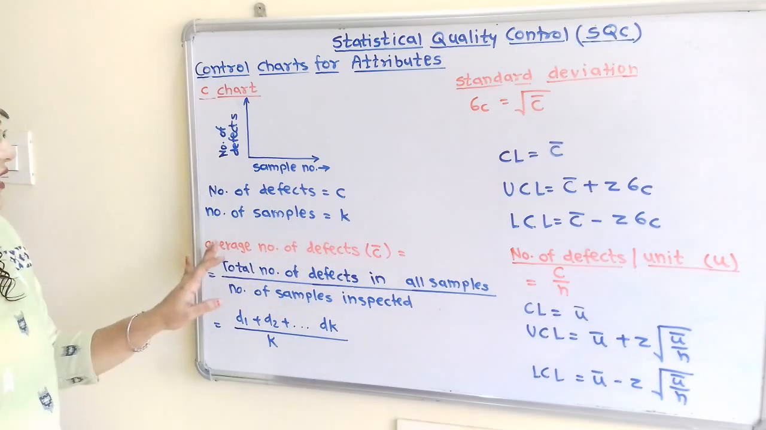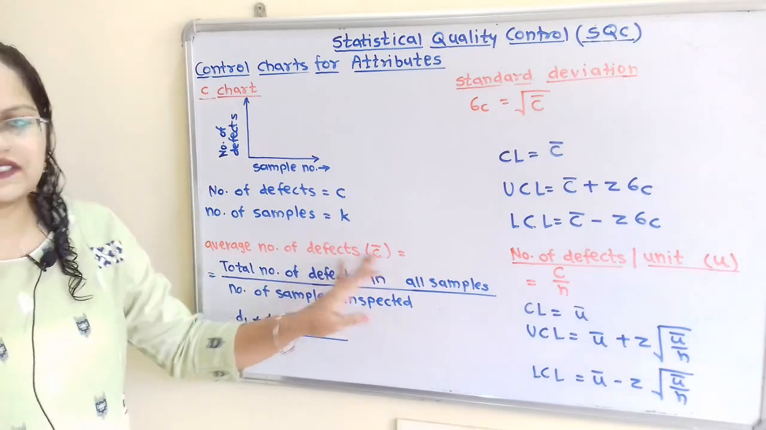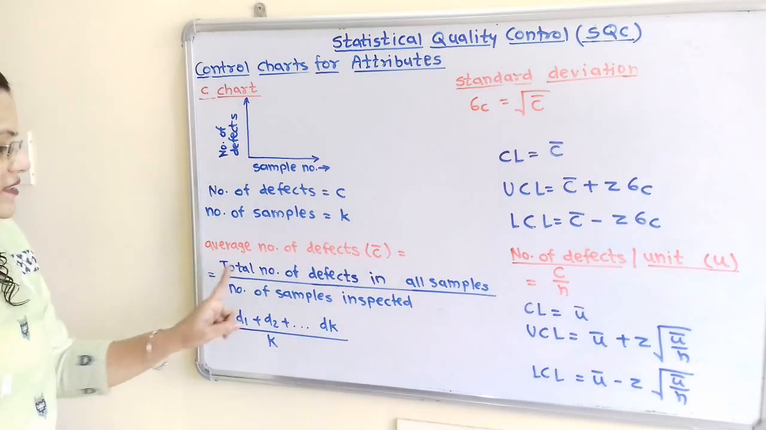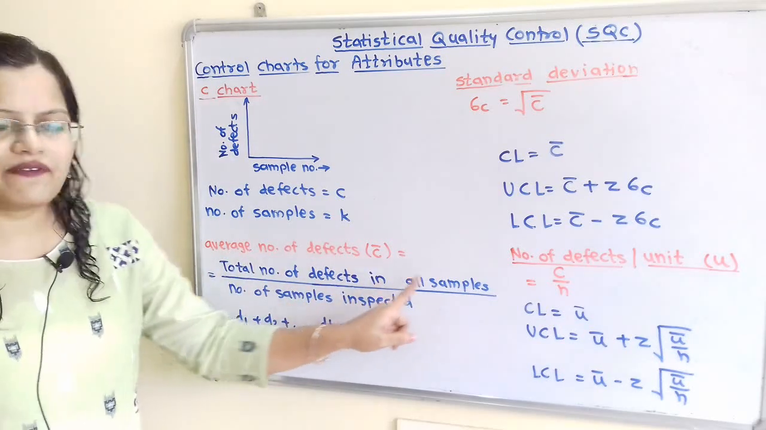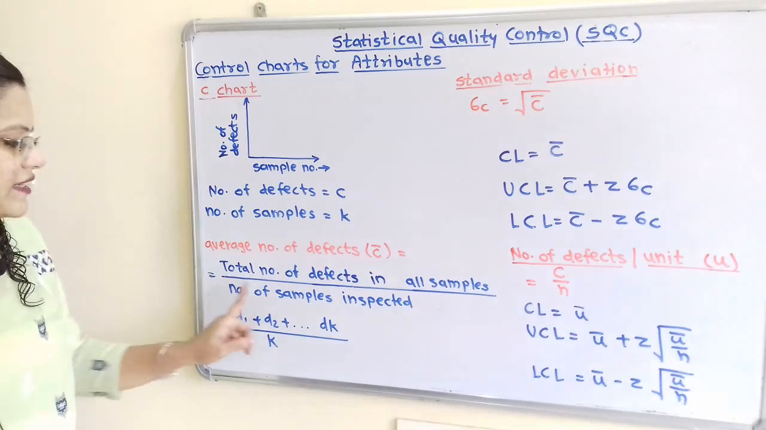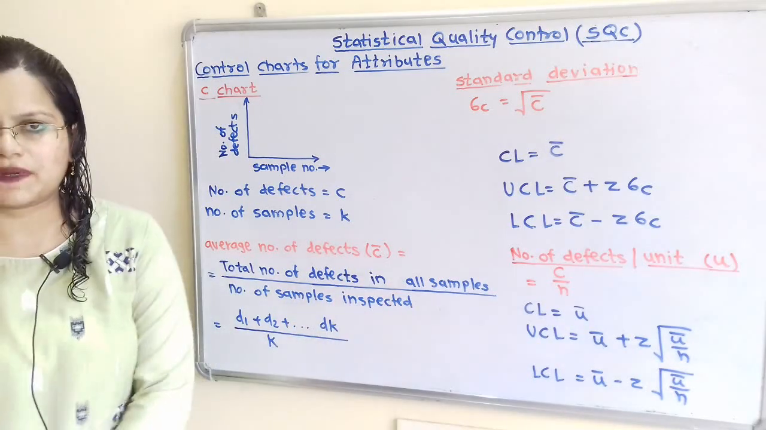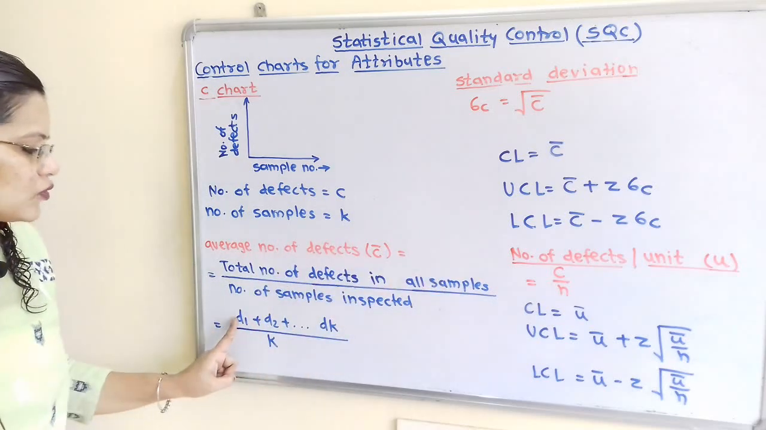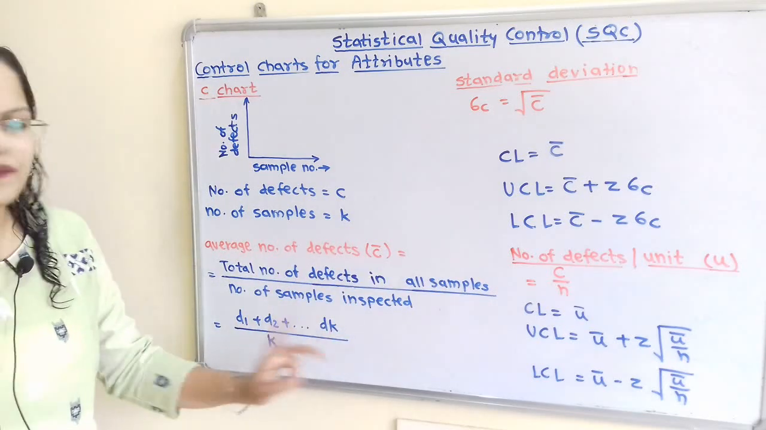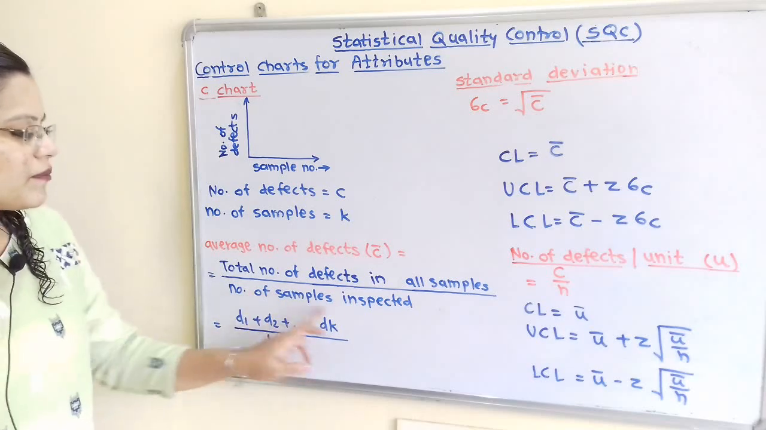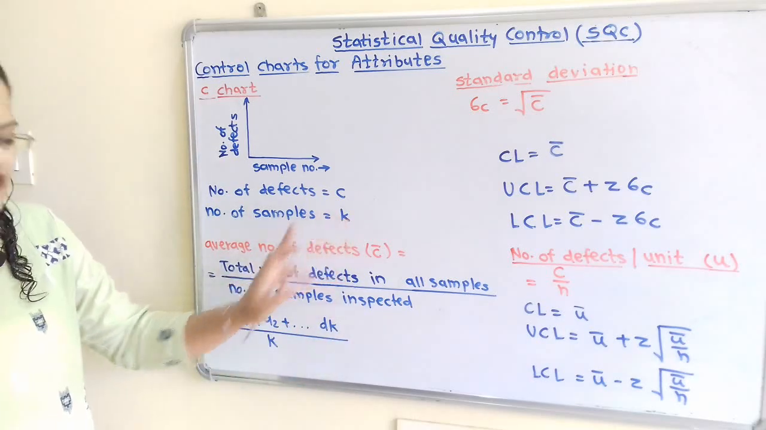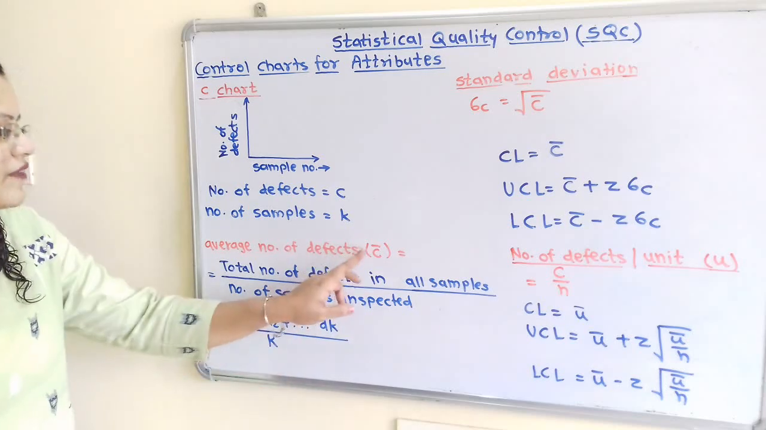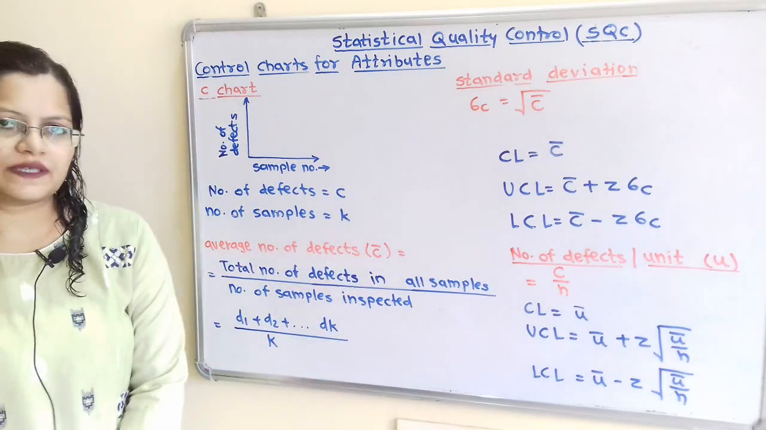Now we will calculate the average number of defects, that is C bar. How to calculate this C bar? It is equal to the total number of defects in all samples divided by the number of samples inspected. The total number of defects in all samples is D1 plus D2 plus up to Dk, divided by the number of samples, which is K. So by using this formula we can calculate the value of C bar.